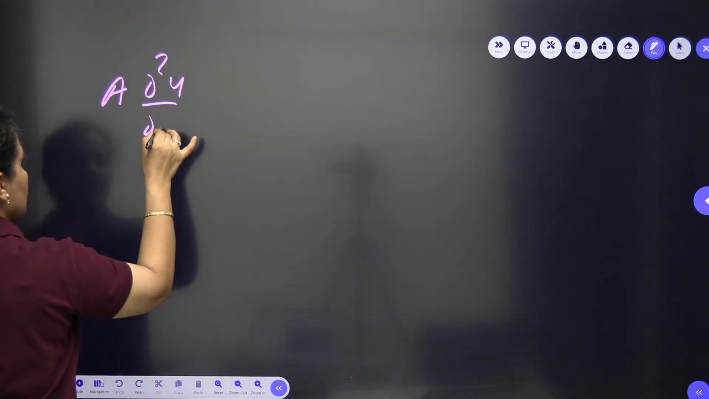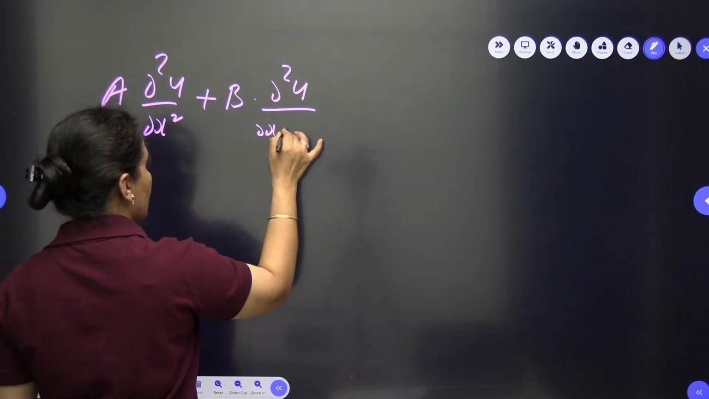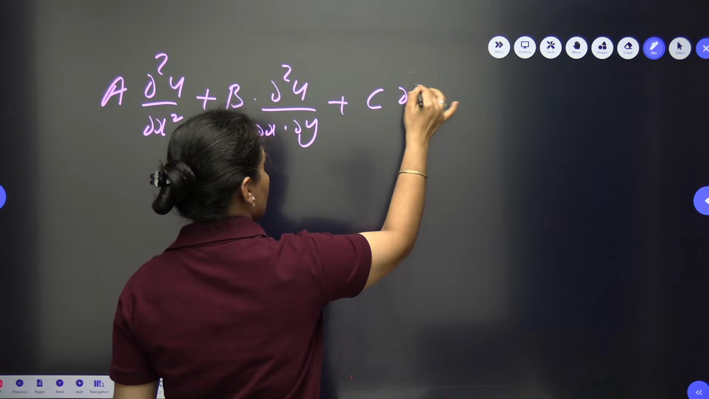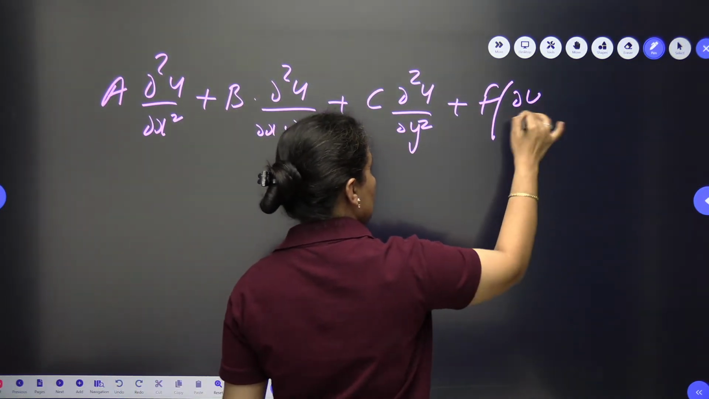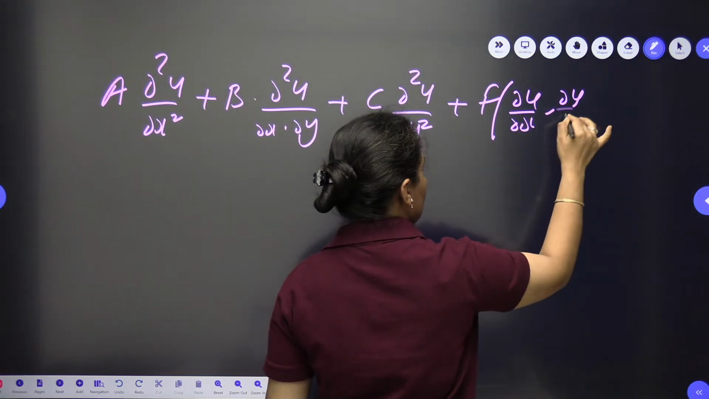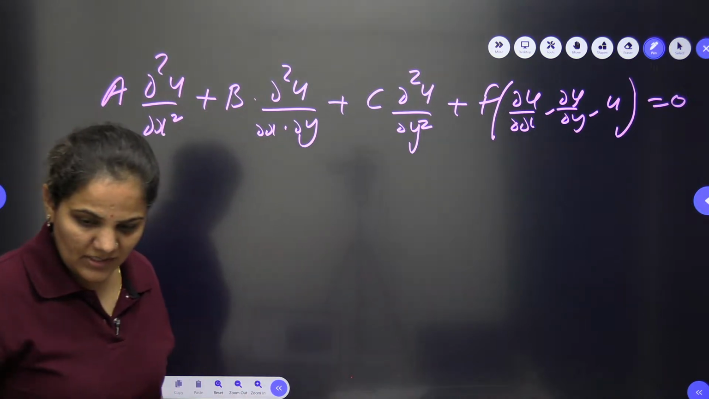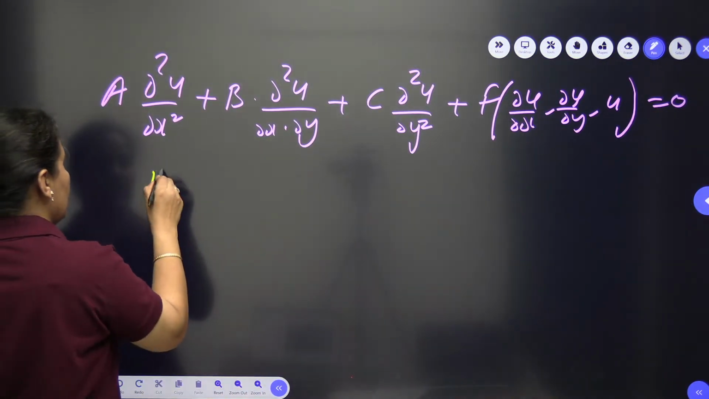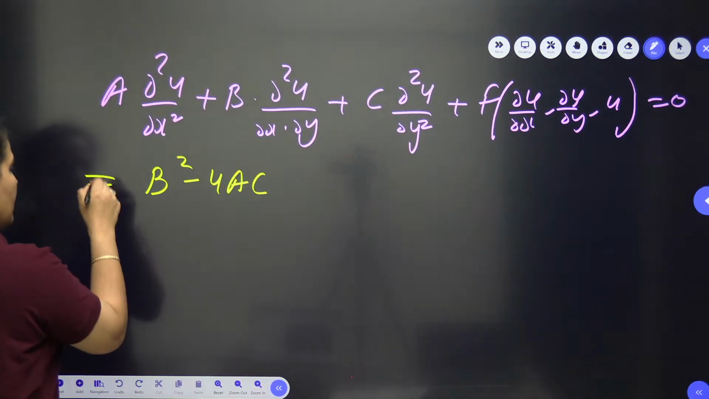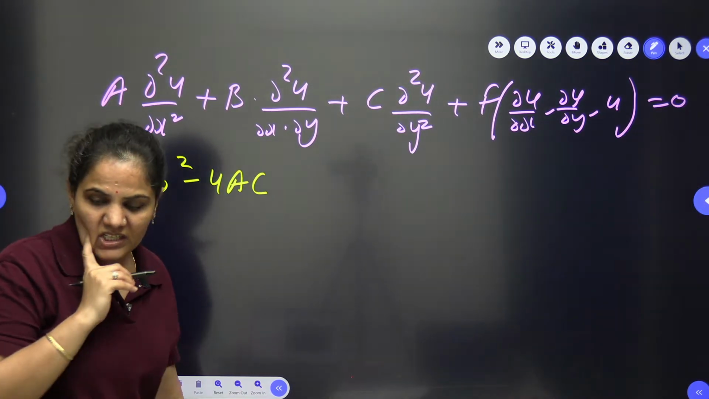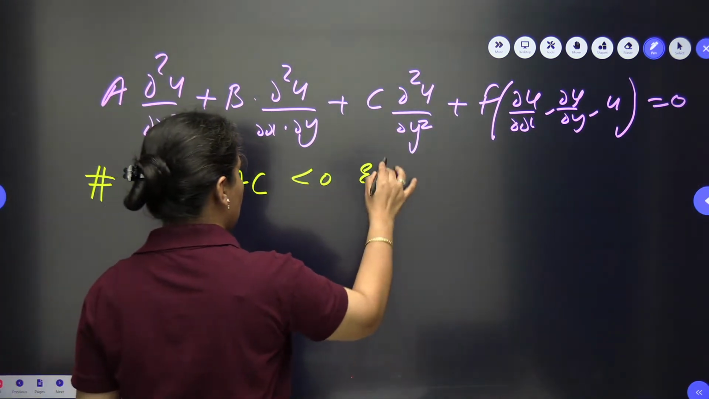When you go for the comparison, we know very well, in the form of A del 2u by del x2, plus B del 2u by del x del y, plus C del 2u by del y2, plus a function of u, x and y, equals 0. This is the equation. So we know that everything depends on b square minus 4ac. If your b square minus 4ac is less than 0, then it will be an elliptic.